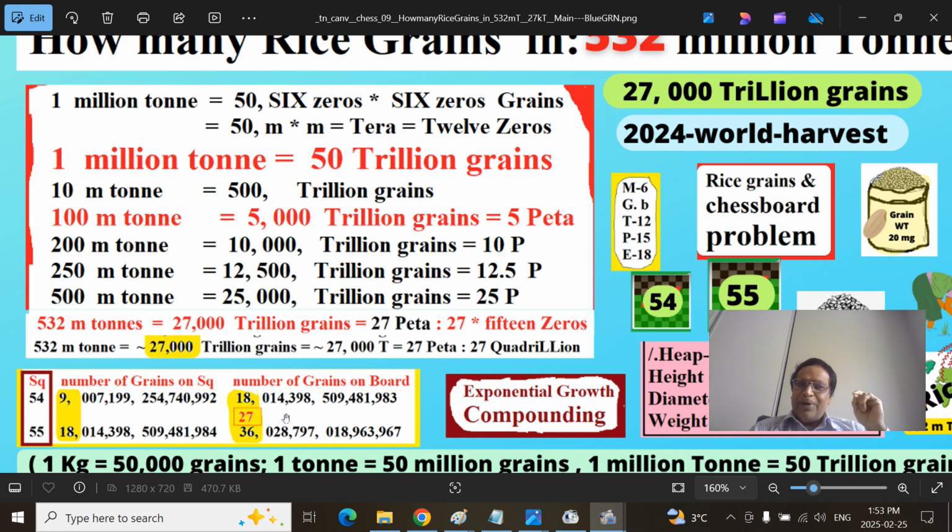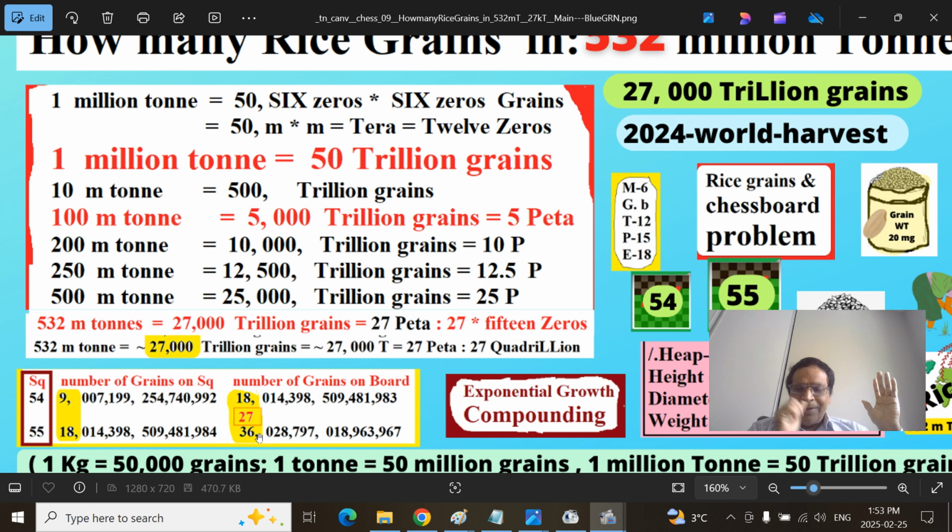Remember, we are still, let's say, even if you assume you are at square 55, then 56, 57, 58. There are 64 squares on the chessboard. How many years would you have to harvest that?